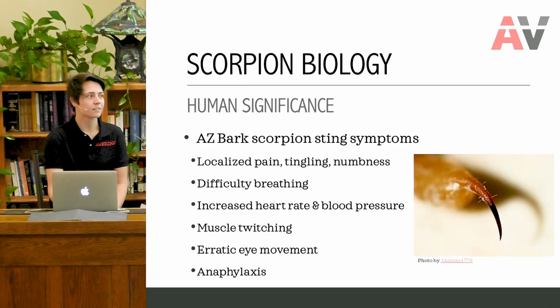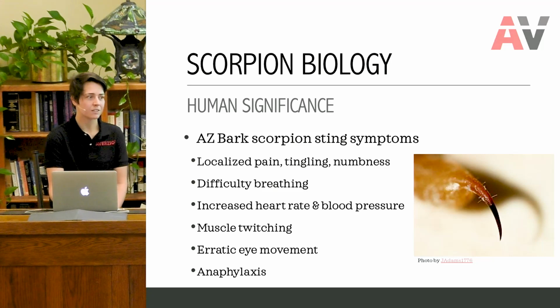All right, so I'm going to talk really quick about some sting symptoms. If you're stung by an Arizona bark scorpion, this is what the reaction might look like. So most commonly, in almost every sting that occurs, there's going to be some localized pain, some tingling, some numbness. The region where you're stung is probably going to spread with pain a little bit. And then a couple of these more dangerous symptoms include difficulty breathing and increased heart rate and blood pressure. So these are the two that you really want to keep an eye on and monitor if you're stung or if you think you've been stung. If these get worse, hospitalization can be required.